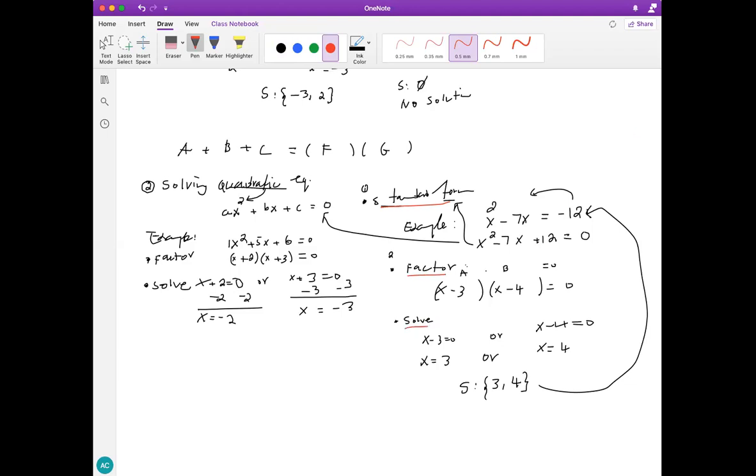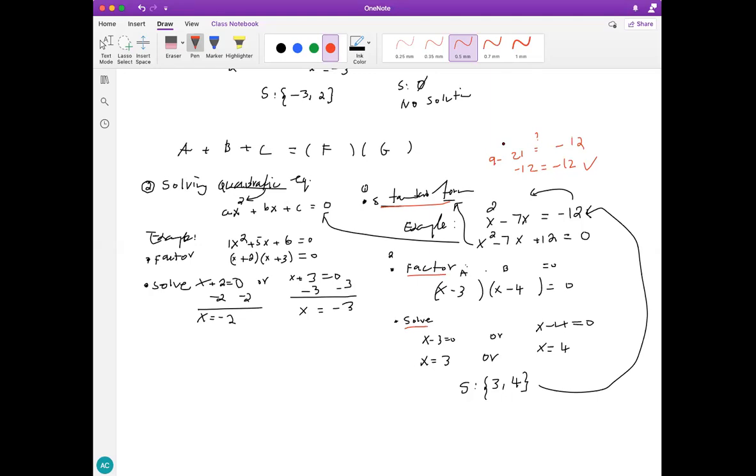How do you check it? You just plug, for example, 3. You plug 3 here. 3 to the second is 9. 7 times 3 is 21. And you say, is it equal to negative 12? And you can see it is. Okay, that's how you check. Then you do the same thing with the other number. Plug and make sure you get 2 equal sides. 4 to the second power is 16.